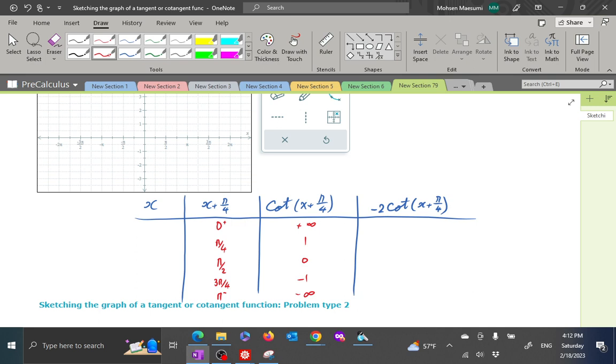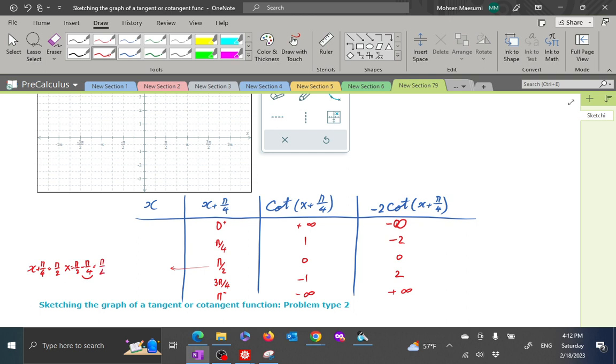0 plus is going to be plus infinity, then 1, then 0, then minus 1, then minus infinity when you're at pi minus. Doubling it, minus infinity, minus 2, 0, 2, plus infinity. What is this? x plus pi over 4 means shift to the left. Take any of these things and shift it to the left by pi over 4. Meaning, for example, if you had pi over 2, x plus pi over 4 is pi over 2. So what is x? It's pi over 2 minus pi over 4.